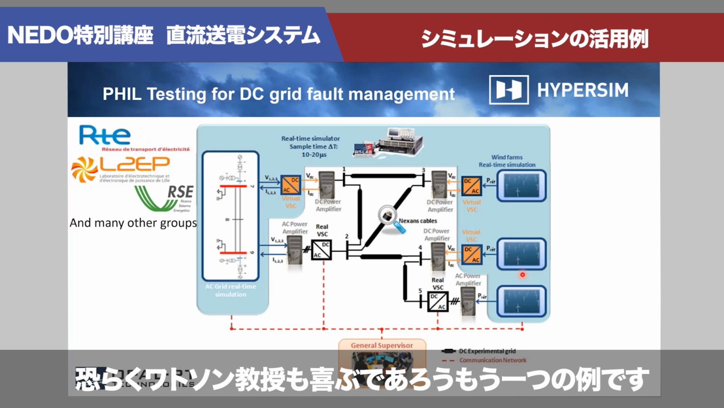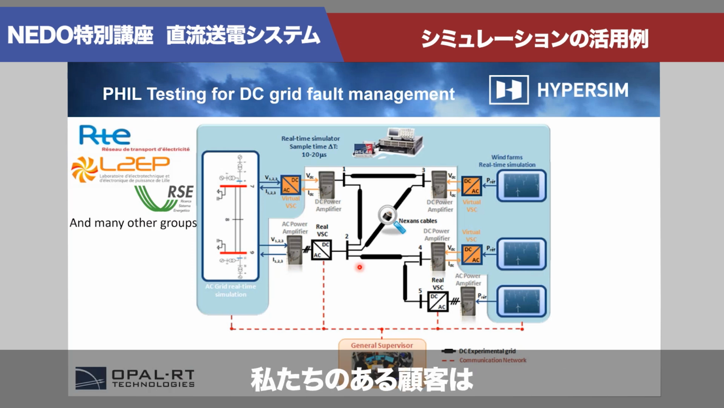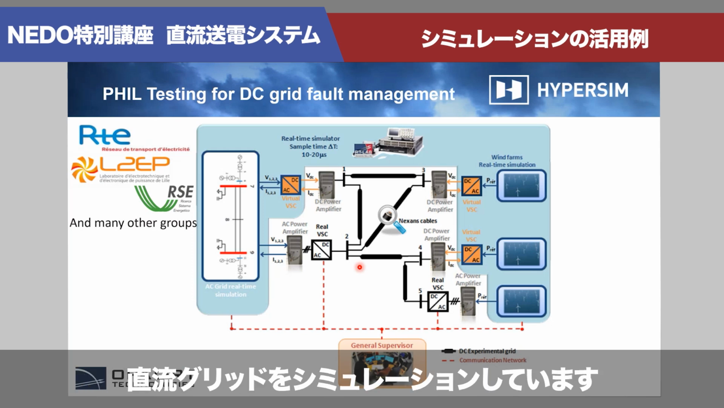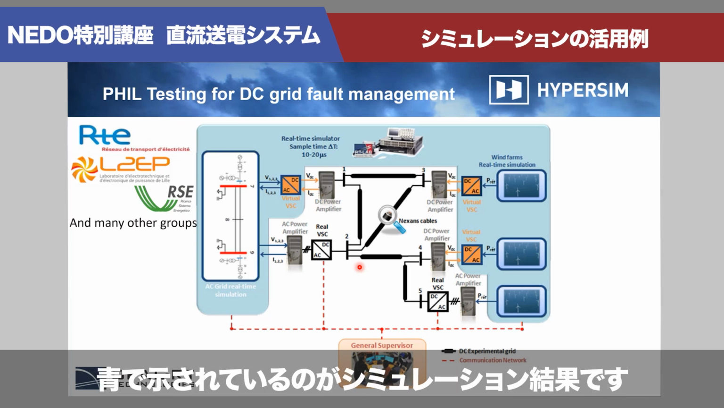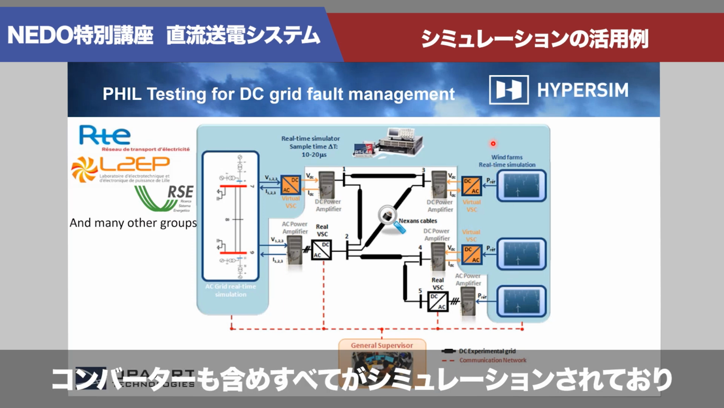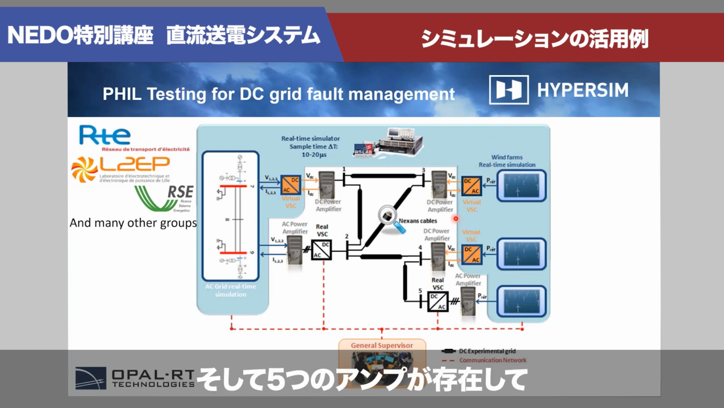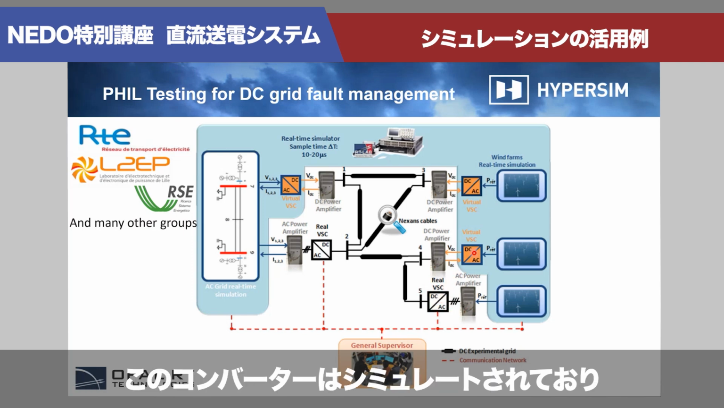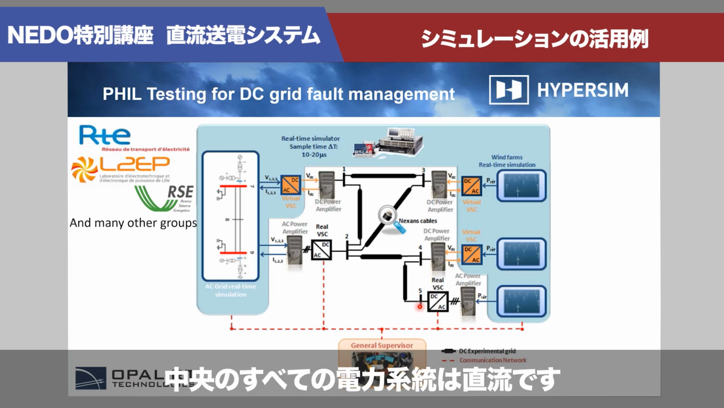This is another example. Probably Professor Wilson would be happy to see this. We actually have a customer. It's a joint work with RTE, which is the utility in France, and a few universities that are simulating a DC grid. So you can see that in blue is the simulation. Everything is being simulated, including the converters. And then they have 5 amplifiers that each of them convert the AC. In some cases it's AC, because here you have a real converter, but this one is simulated, in order to create a DC grid. So in the middle here, the whole grid is in DC.